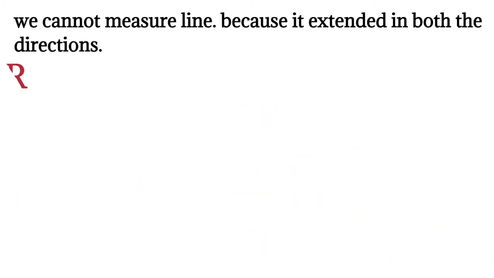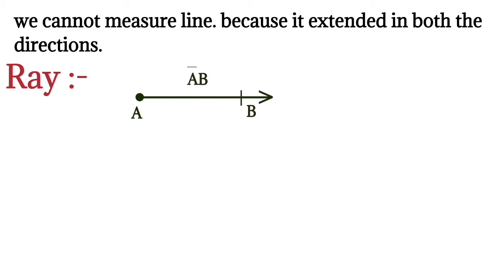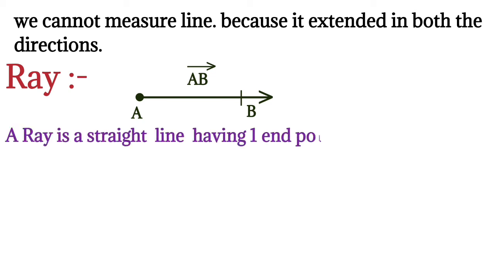Next is a ray. Observe this. Here one endpoint is there and a line is passing through that point. This point is called the initial point, or endpoint, and there is one arrow. It means the arrow side can extend, but the point side we cannot extend. This type of line is called a ray. The definition is, a straight line having one endpoint and extending endlessly in only one direction. The endpoint of a ray is called its initial point.